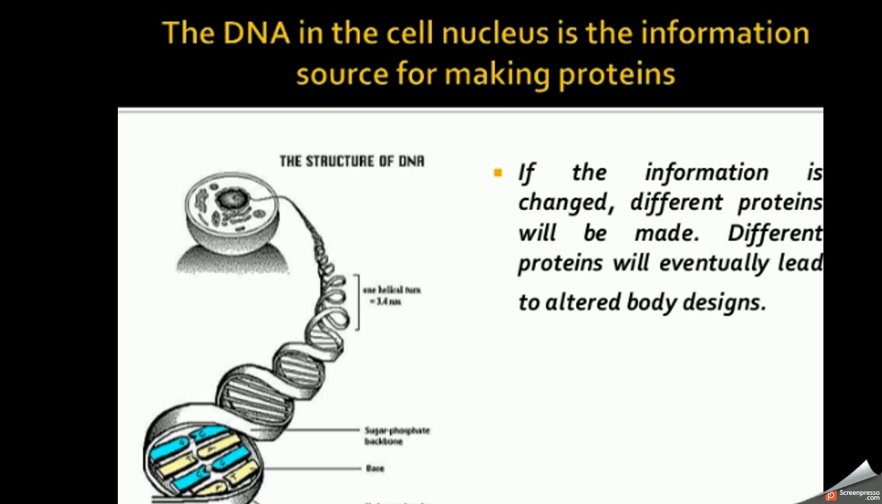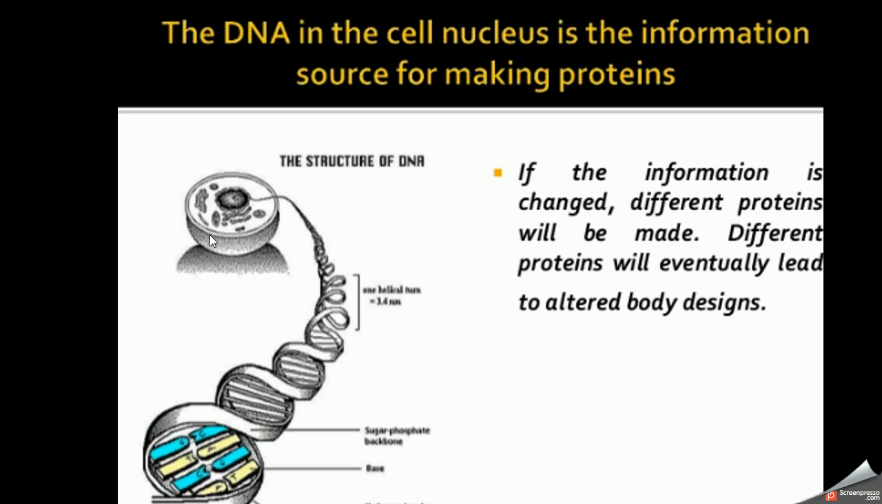Now, how does this variation occur? Since DNA is present in the cell nucleus, it is the source of making proteins. And if this information is changed, the information we give to do something or make something, if I forget something or change anything while making it, what happens? The thing itself changes. Same thing here, this DNA contains the information for making proteins.